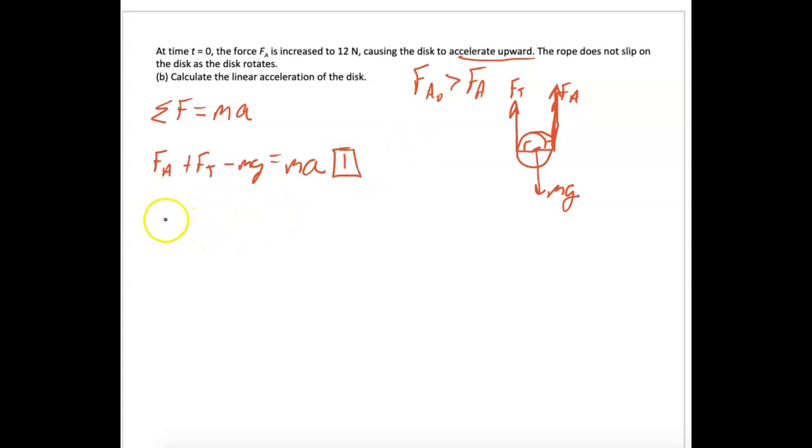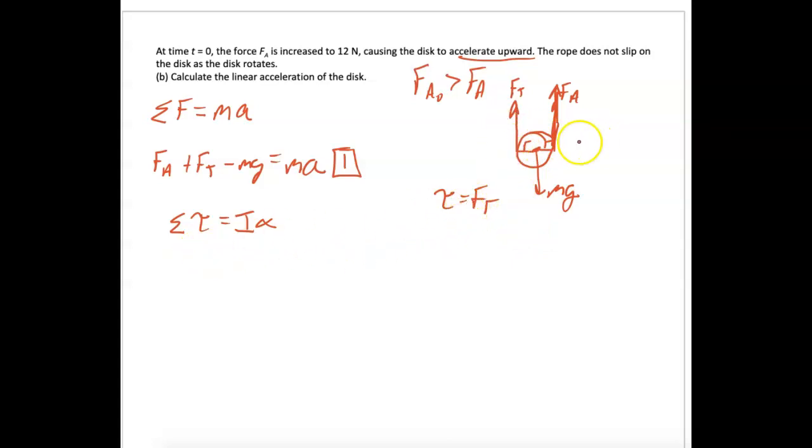The second thing that we need to do is the sum of the torques, and that is going to be equal to I, the moment of inertia, times alpha, which is the angular acceleration. So we've got two torques going on here, one from Fa and one from Ft. And remember, torque is basically just force times that lever arm. Because it's at a 90-degree angle, we don't have to add sine or cosine to it.